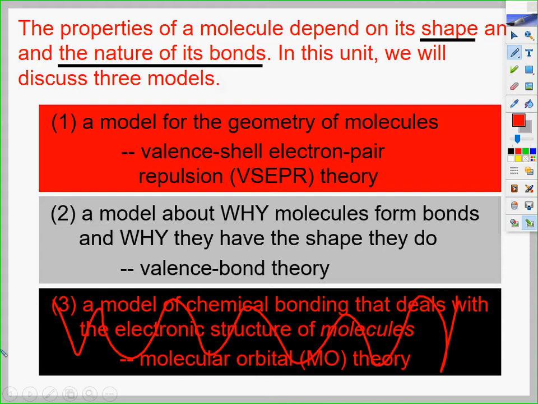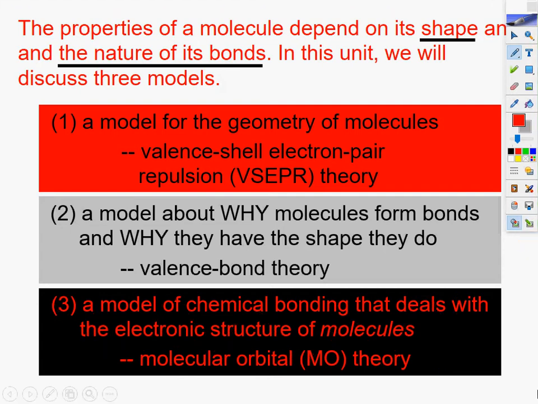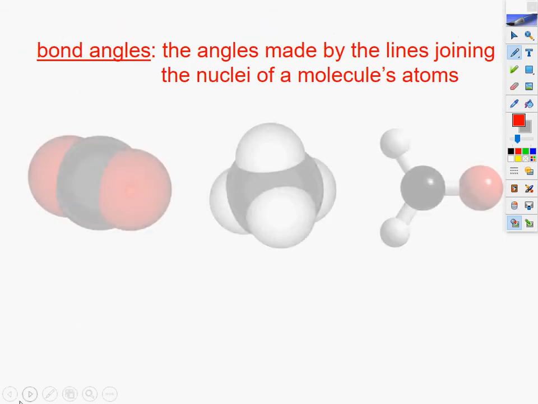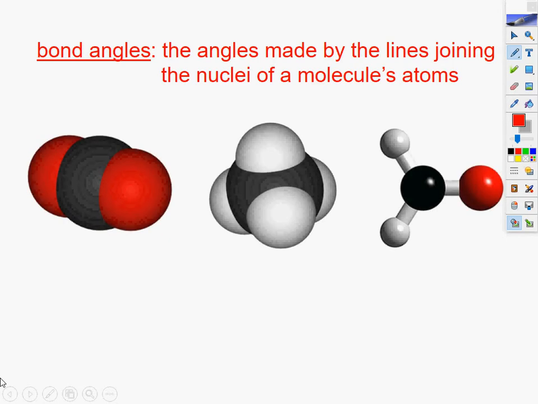But we need to know why it's going to form the shape that it does, explain it, know the hybridization, and so forth. Pretty simple stuff. We already know most of this. Bond angles: the angles made by lines joining the nuclei of a molecule's atoms. We have 3 of them.